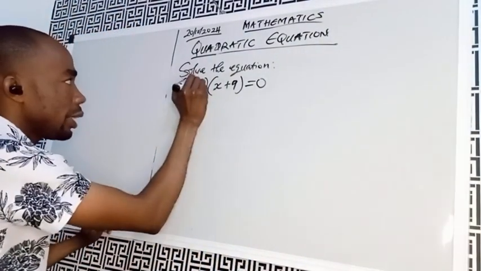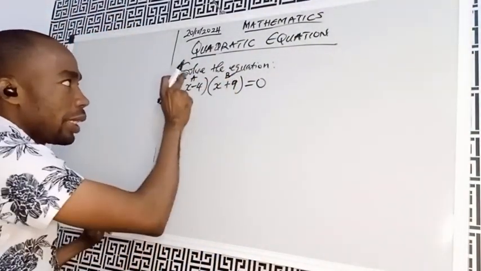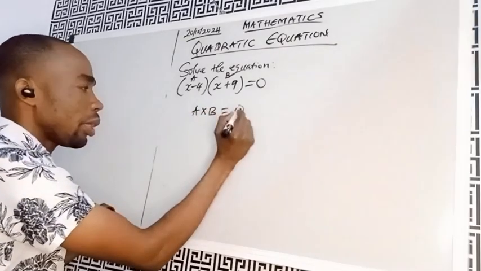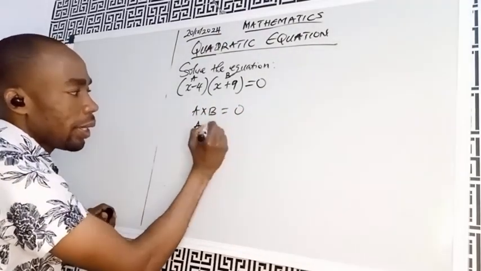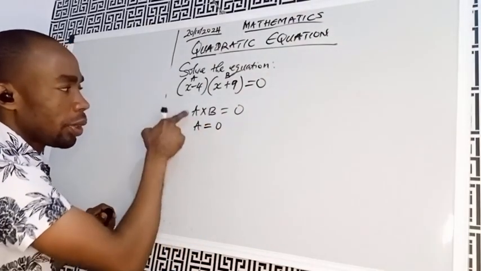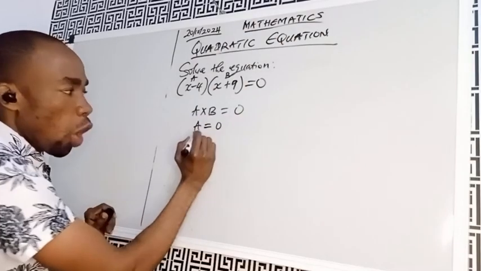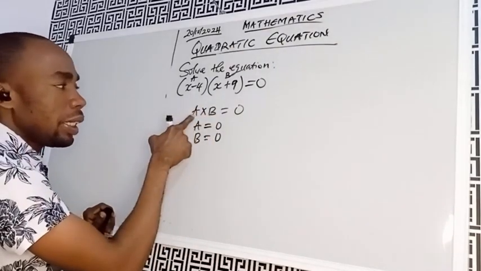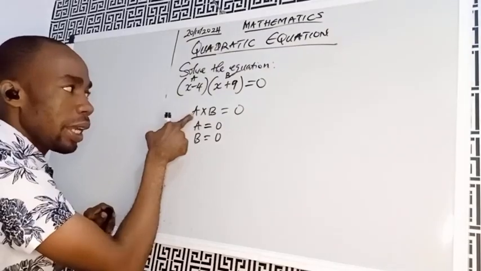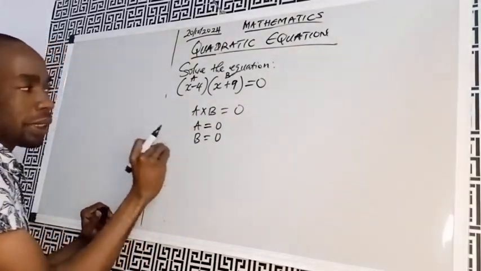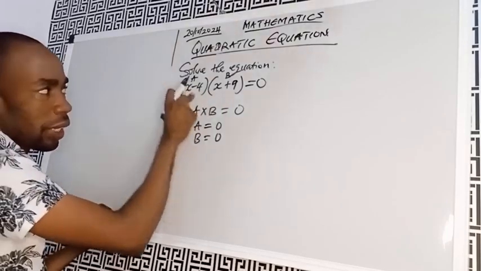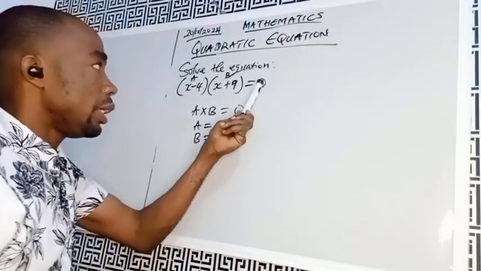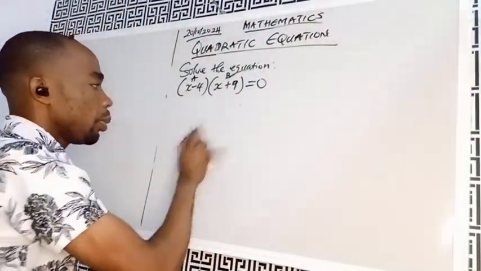Let's say that this is A, this is B, bracket A multiplying bracket B. So if we say that A times B is equal to 0, it means that either A is equal to 0, because 0 times B will be 0, right? Or B is equal to 0, because 0 times A will give us 0. So it means that either the first bracket is 0 or the second bracket is 0, so that this 0 will be true. So that's what we'll be doing.